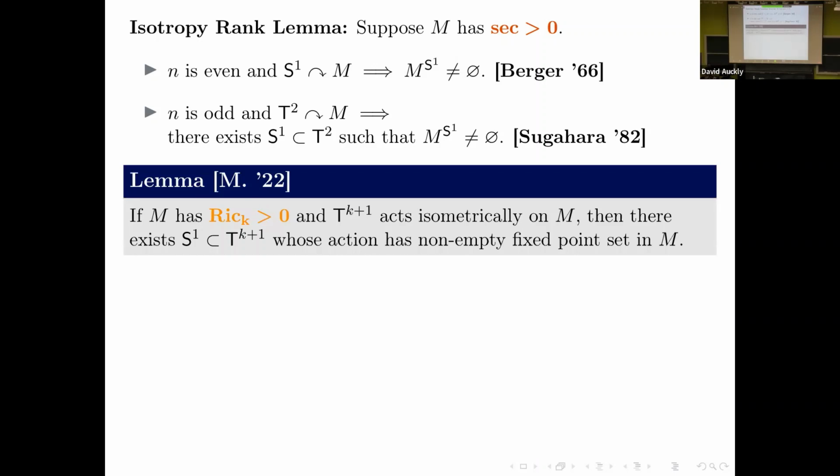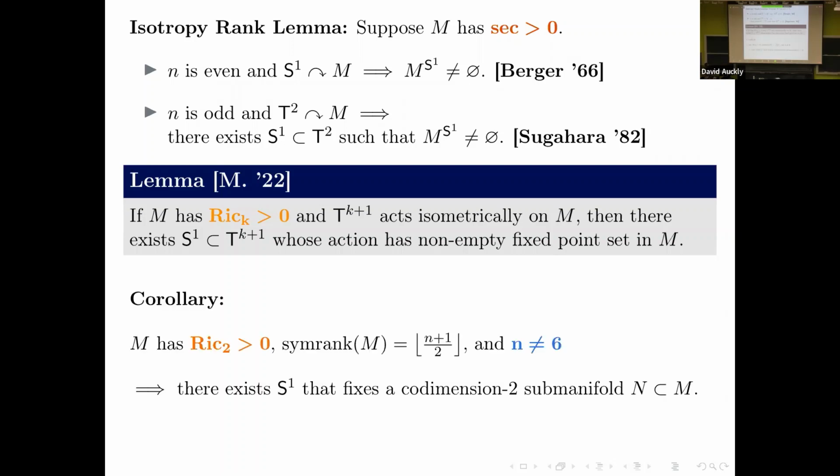Right? So in particular, this can be generalized, as I've done, by studying the Killing fields that these torus actions induce on your manifold. If I have Ricci K positive and I have a K+1 torus acting, then there's going to be a circle subgroup that has a non-empty fixed point set. This is done by looking at the Killing fields that they generate. If they were linearly independent everywhere on this closed manifold, then you could show that there's going to be a point at which we have a non-positive Ricci K.